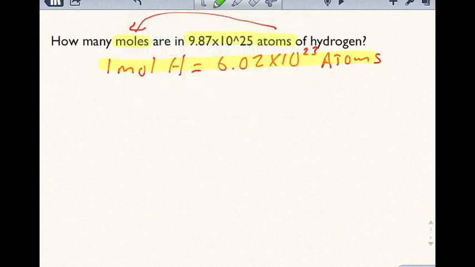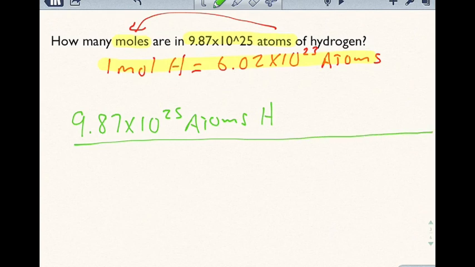So we're going to start with our 9.87 times 10 to the 25th atoms. And this is of hydrogen. And we set it up in our little bracket. Okay, and remember the units that are going to be in the top for us right here, atoms of hydrogen, have to be down here.